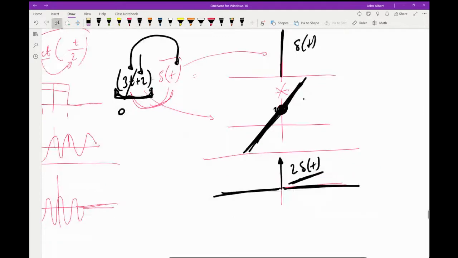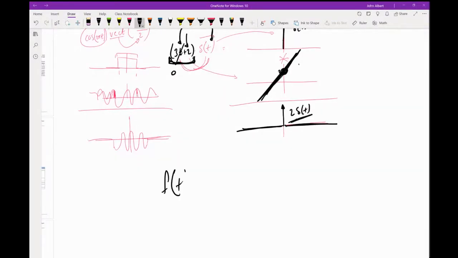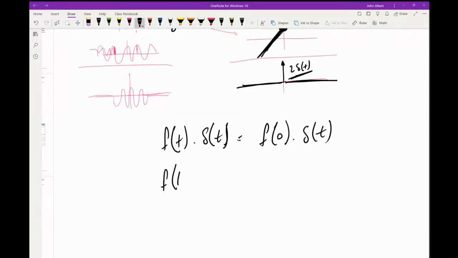And you'll end up basically with the following. Any function f of t, when you multiply it by the unit impulse function, delta of t, you'll end up with f of 0 multiplied by delta of t, whatever f of 0 is. Now this is for if the delta happens at t equal to 0. What if I have f of t multiplied by delta of t minus t0?